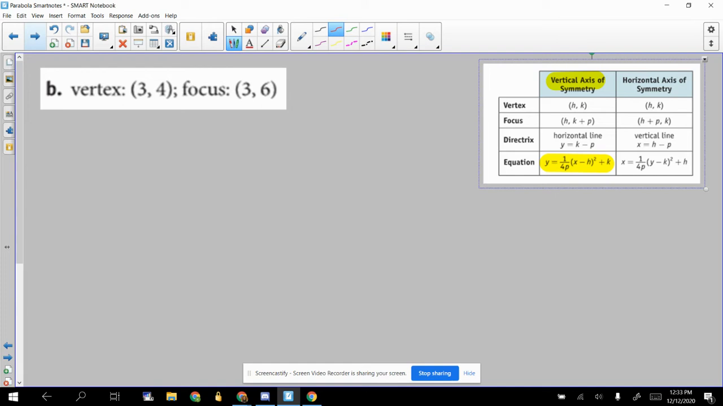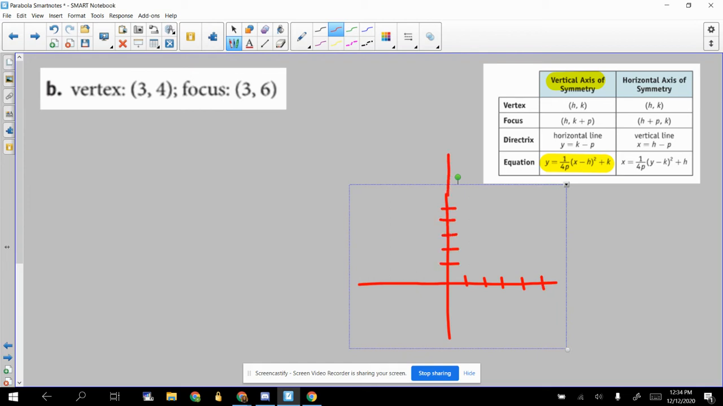I'm going to first draw my picture. I need to go 1, 2, 3, 4, 5, and 1, 2, 3, 4, 5. Let's go up a little bit more, 6, 7. Okay, I know I have the vertex at (3, 4), so I'm going to plot that point. Maybe you even want to label it vertex. And then I know I have my focus at (3, 6), so that's up here. That's your focus.